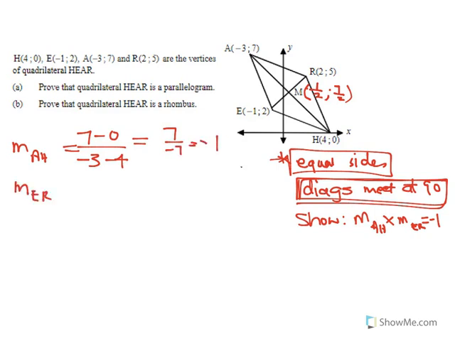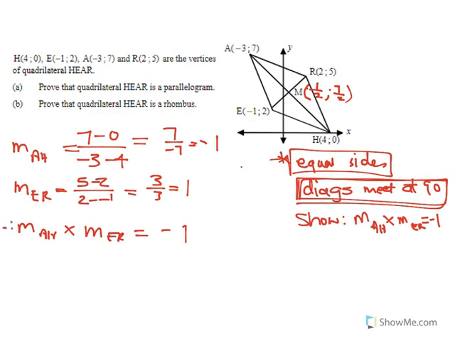And the gradient of ER is equal to 5 minus 2 over 2 minus -1, which is 3 over 3, which is 1. And indeed, the gradient of AH times the gradient of ER is equal to -1. And so AH is perpendicular to ER, right? Which would mean that HEAR is a rhombus.